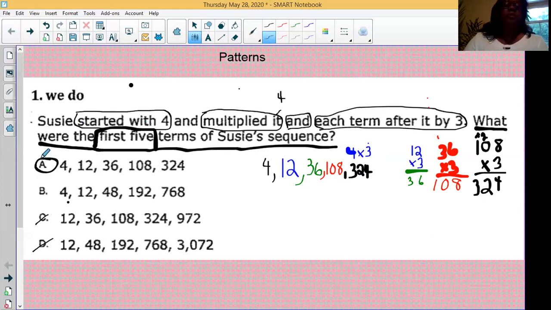And I'll pause and let you catch up. So make sure you always read your big question, and this one says the first 5 terms. So you had to have 5 numbers, terms meaning numbers. Okay, let's go to the next question.